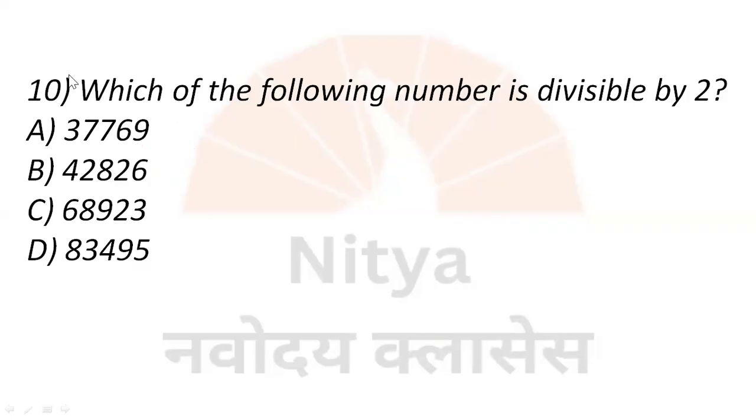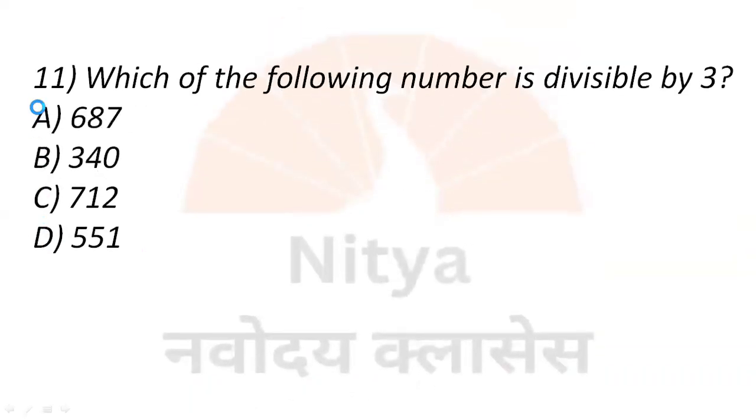Next one. Which of the following number is divisible by 3? Okay. So we already know the divisibility rule of 3. If the sum of the digits is divisible by 3, then the whole number is also divisible by 3. So check option 6 plus 8 plus 7. When we add, we get 21. Okay, so 21 is divisible by 3. So our answer will be option number A.